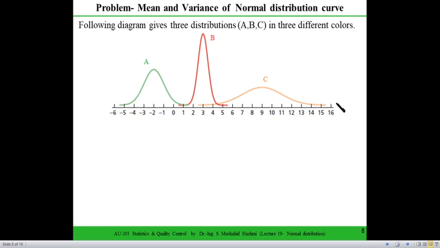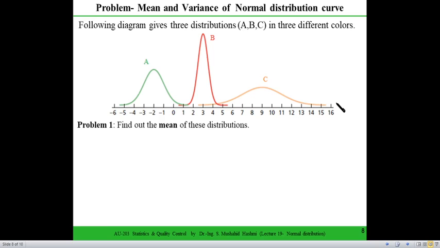Okay. Let's say you have a typical distribution represented by 3 curves, and we have drawn all these curves in different colors. Let's say A is green, B is red, and C is some other color. The question for this particular problem is to find out the mean of these distributions.